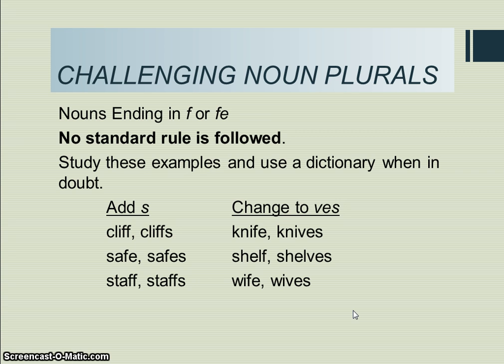Alright, nouns ending in F or FE. There's no standard rule that is followed. So if you're not sure, you might want to look these up in your dictionary. On some of these words that end in F, you could simply add an S at the end, but as you'll see over here, knife, shelf, and wife, I'll have you put a VES at the end.